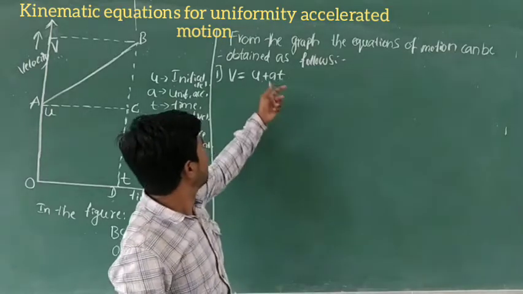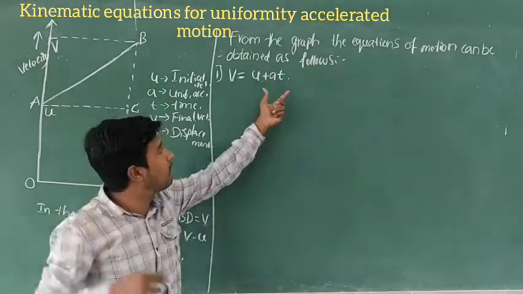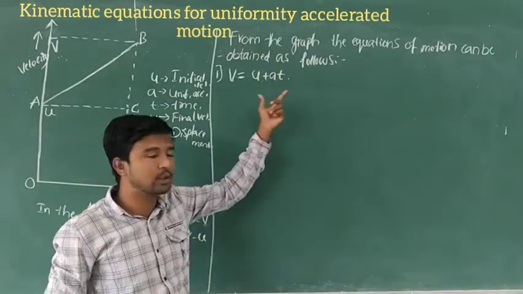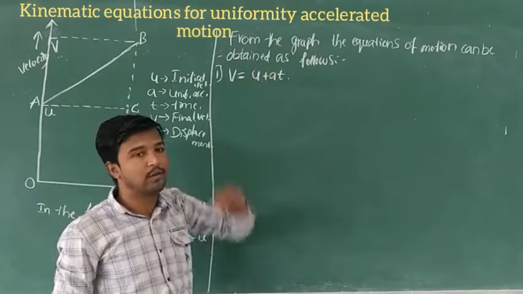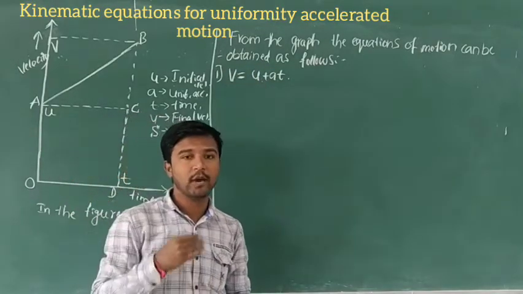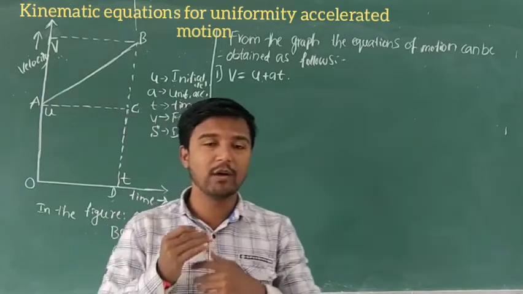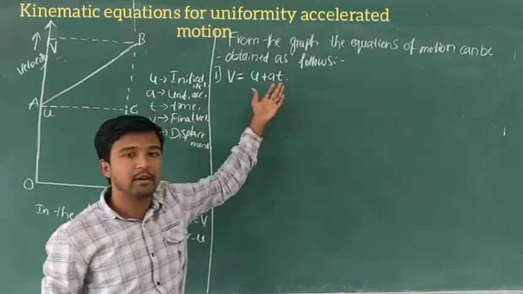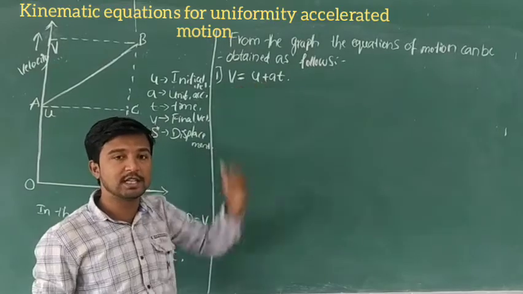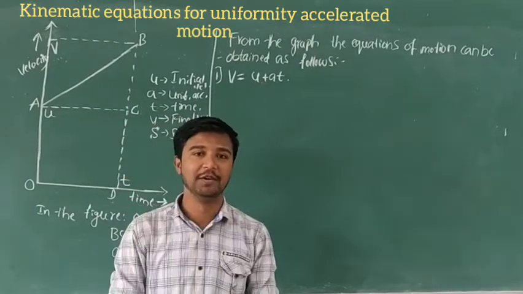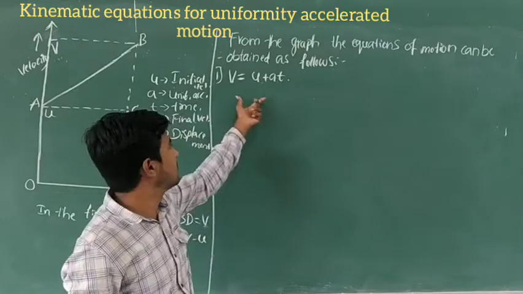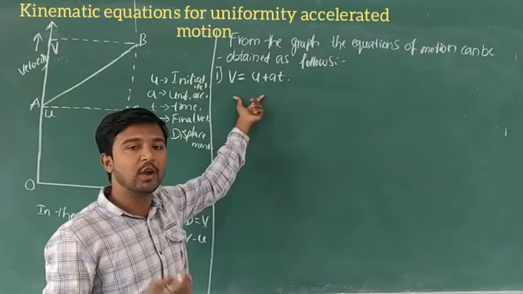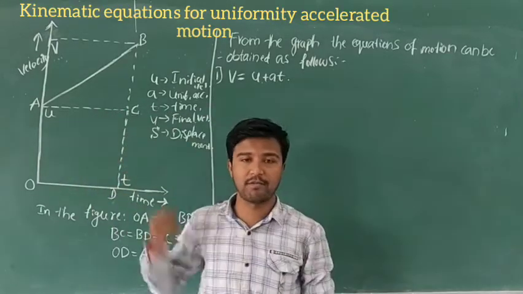So from this graph, the equations of motion can be obtained as follows. We have to derive the equations of motion. The first equation is V equal to U plus AT, and we have to derive this first relation using this graph.